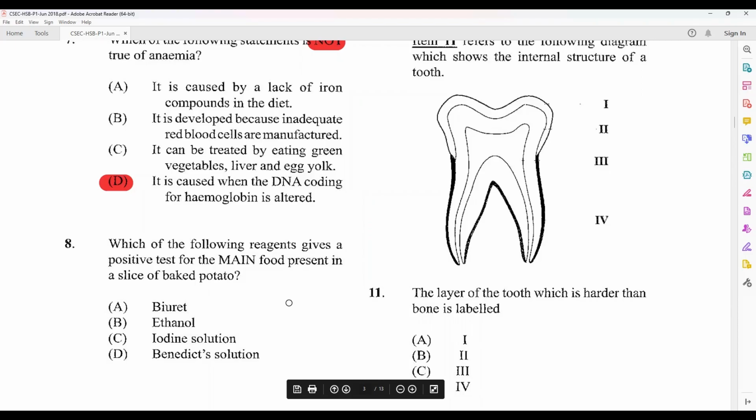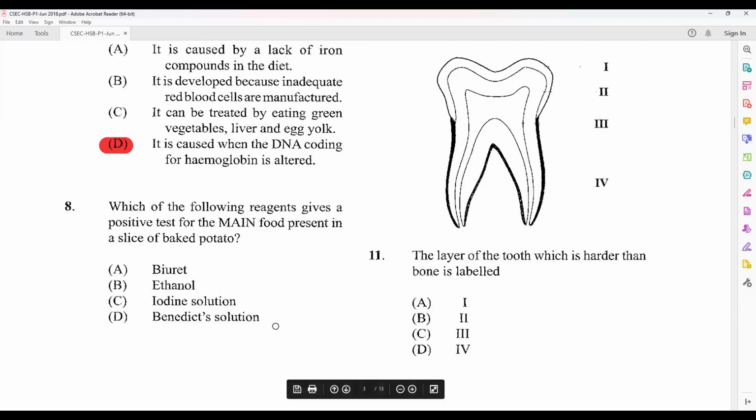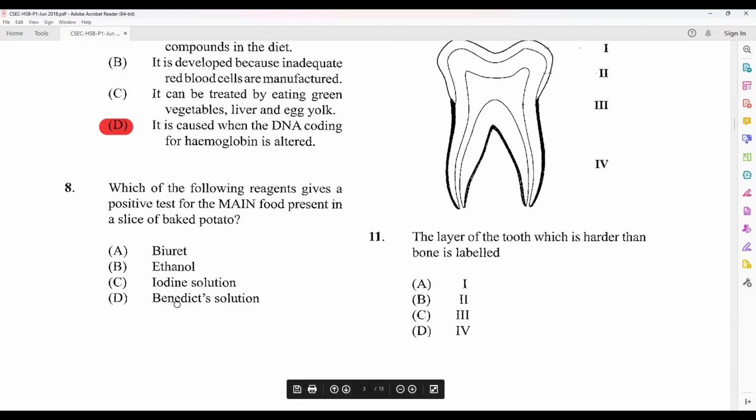Question 8. Which of the following reagents give a positive test for the main foods present in a slice of baked potato? The biuret reagent is used to test for protein. Ethanol is used to test for fats or lipids. Iodine solution is used to test for starch. Benedict's solution is used to test for sugars, such as a reducing sugar like glucose.